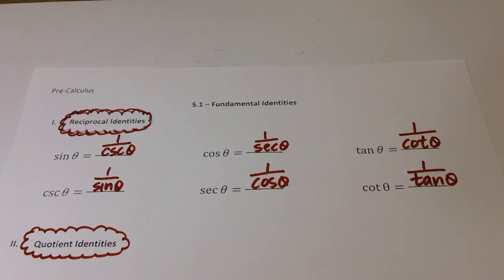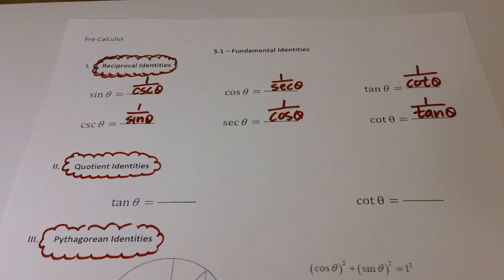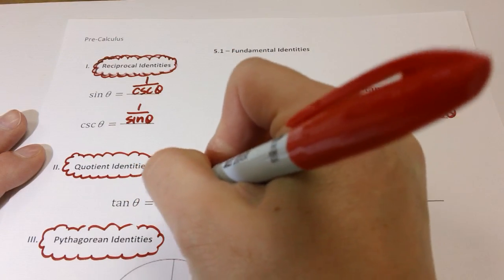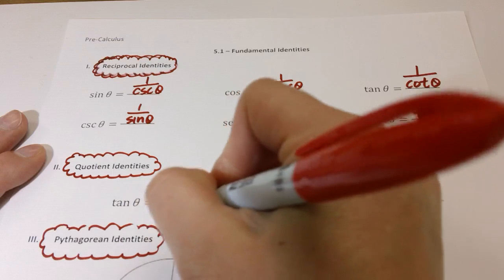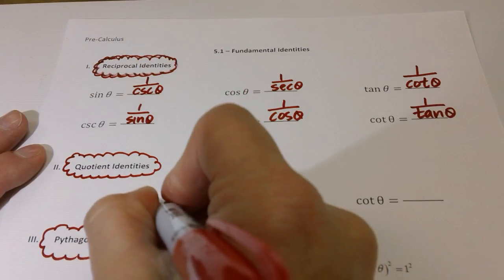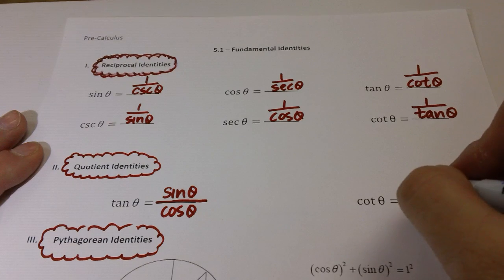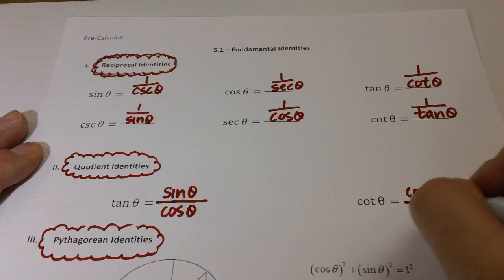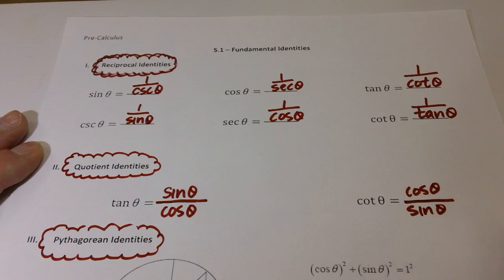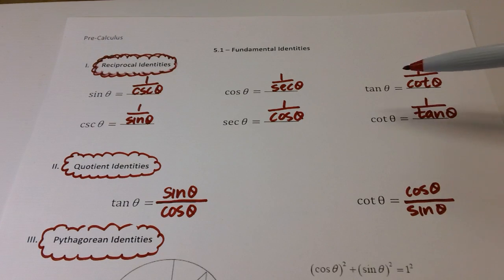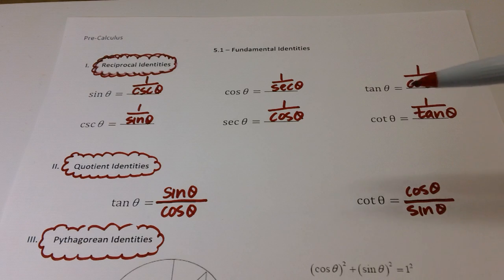Okay. The next one is the quotient identity, and we've already talked about it a little bit. Basically, the tangent of theta is going to equal sine of theta over cosine of theta. That means that the cotan of theta is going to equal cosine of theta over the sine of theta, since cotan is the reciprocal of tangent. Notice that in the reciprocal identities there are 6 identities that you need to know. In the quotient identities there are 2 that you need to know.